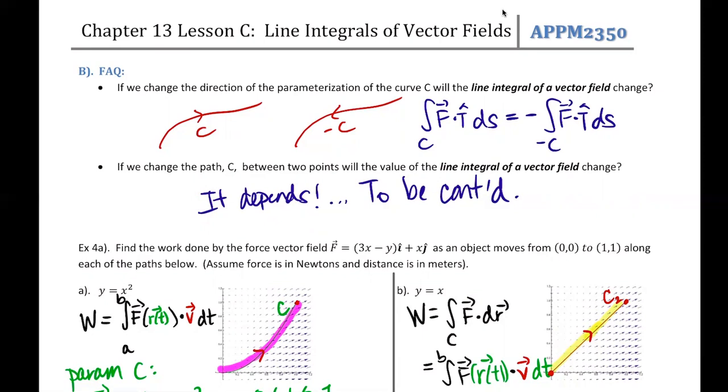So that's all for this lesson, and then we're going to move on next lesson to line integrals and surface integrals involving flux.